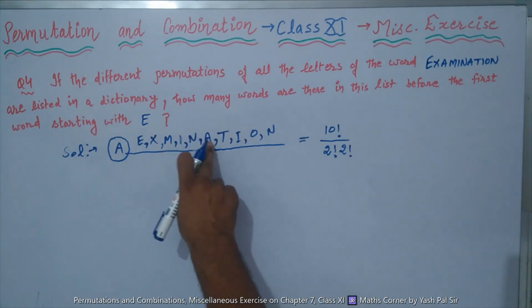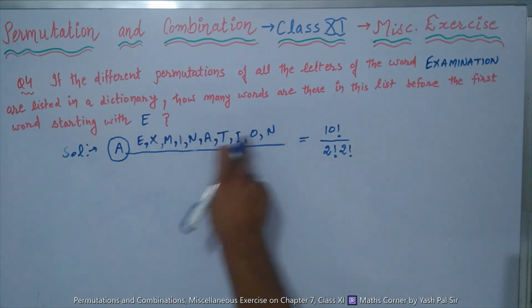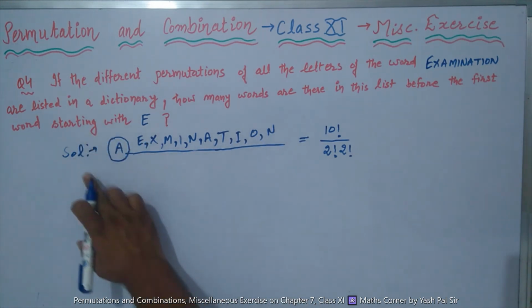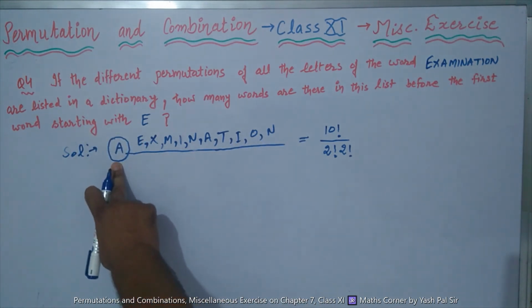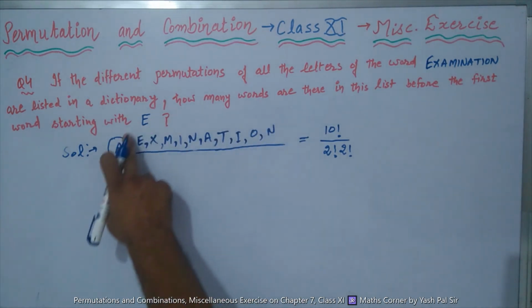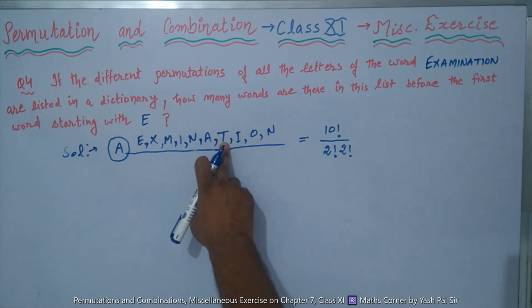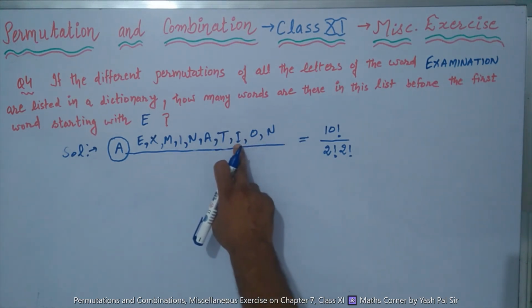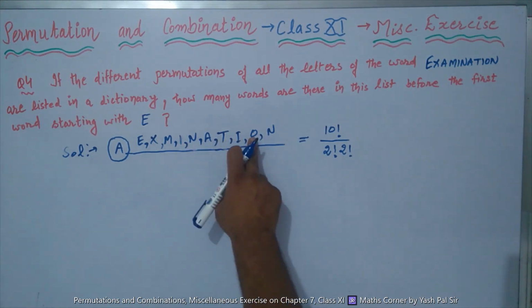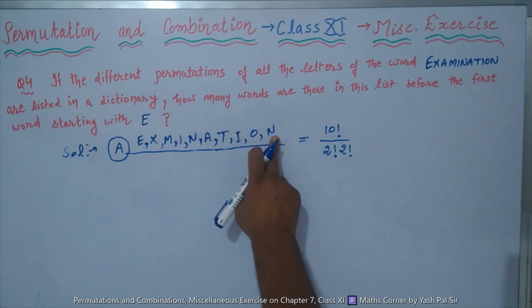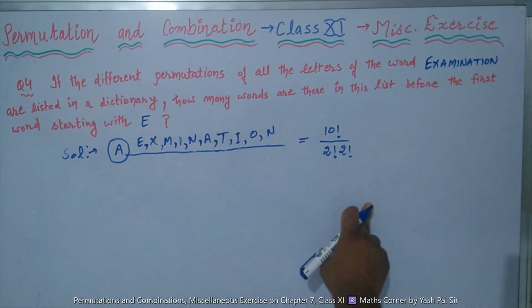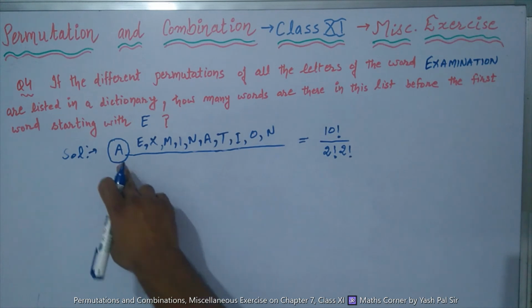After n, is a repeated? No, because a is already counted, so this is not counted here. We are just arranging the remaining letters, right? After a this is t, no repetition. I is already counted, o no repetition, n no repetition. So this way we have used a.